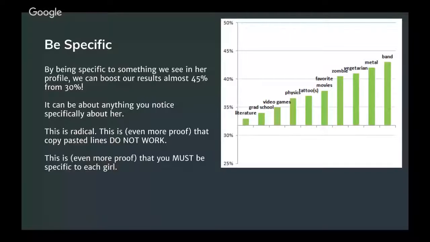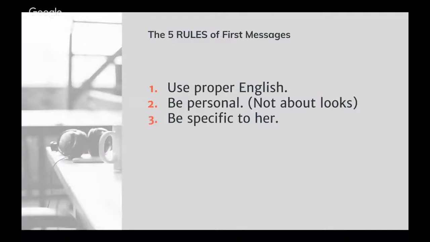All right, next up, be specific. So by being specific to something that we see in our profile, we can boost our results almost 45% up from 30. It can really be about anything you notice that's specific to her. So this is pretty radical, right, guys? This is even more proof that copy-pasted lines do not work. And this is even more proof that you must be specific to each and every girl. So that brings us to our third rule, which is be specific to her.